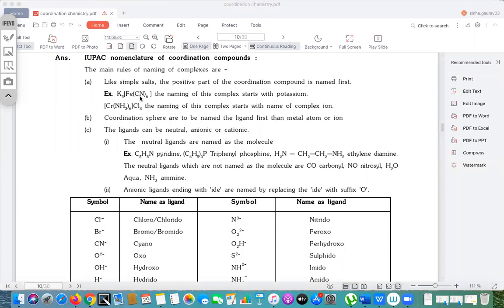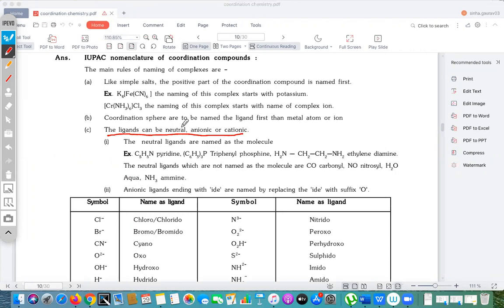But how do we write down the names of ligands? To write down the names of ligands, we have certain rules here. The ligands can be neutral, anionic or cationic. If it is neutral, we have one particular type of name, for anionic one particular type of name, for cationic one particular type. So you must go through this once properly.